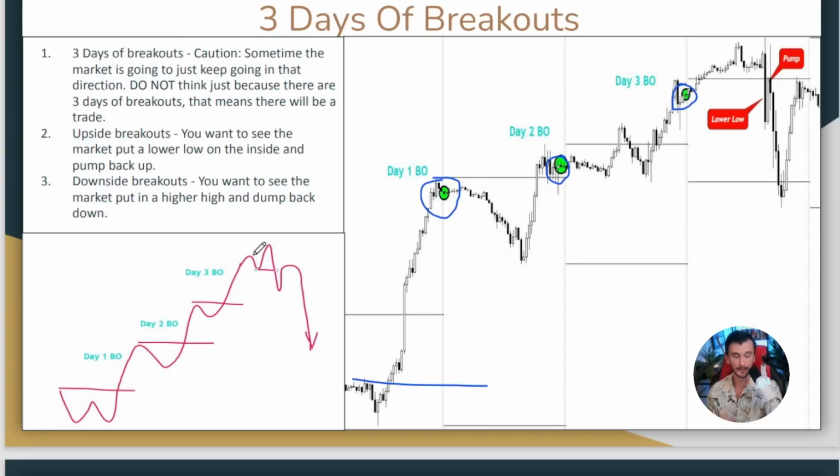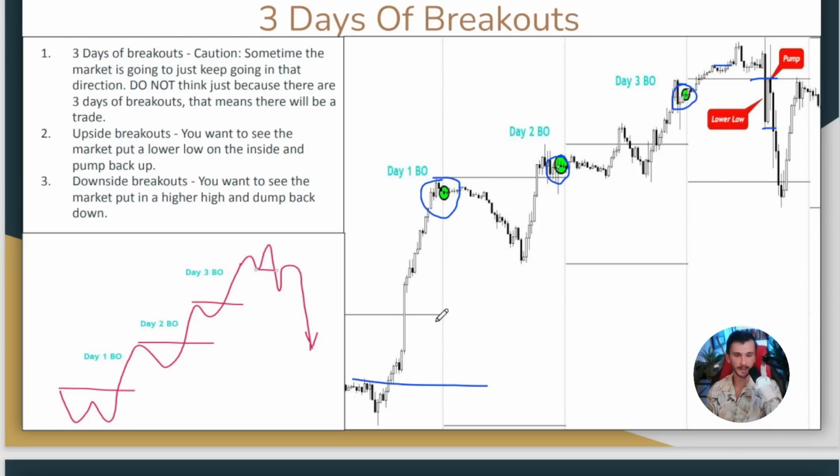Think back to Taylor. Think back to BTMM when he talks about 3 days of rise and fall. And on that third day of rise, of course, making a lower low. So we had high, lower low, pump up, back up into previous day's high, and then the continuation back down. This is a repeatable trading opportunity.